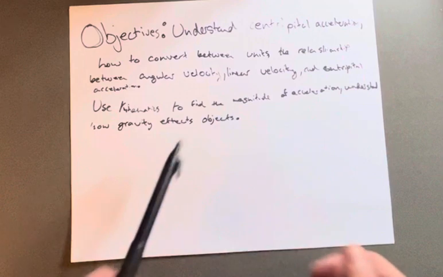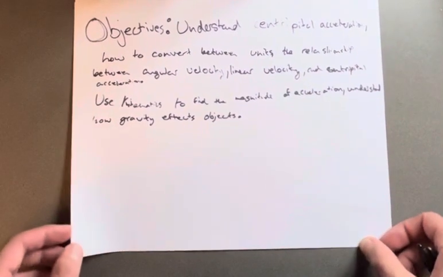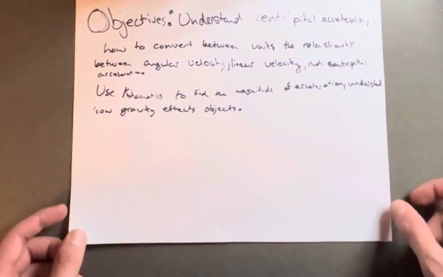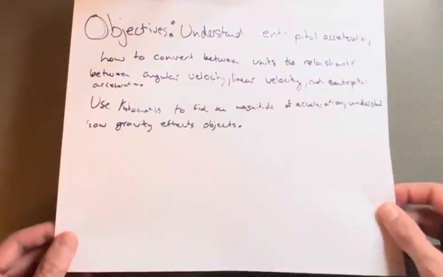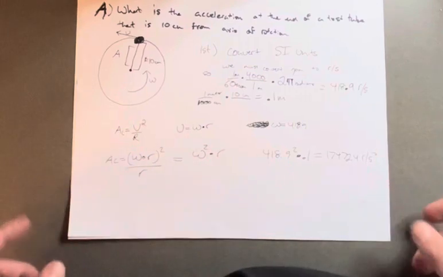Our objectives with part A will be to understand centripetal acceleration, how to convert between units, and the relationship between angular velocity, linear velocity, and centripetal acceleration. And our objectives for the second part will use kinematics to find the magnitude of acceleration and understand how gravity affects objects falling or moving in the vertical direction.